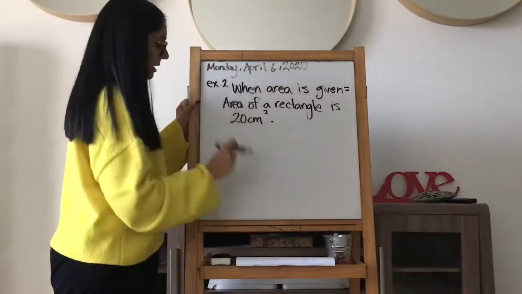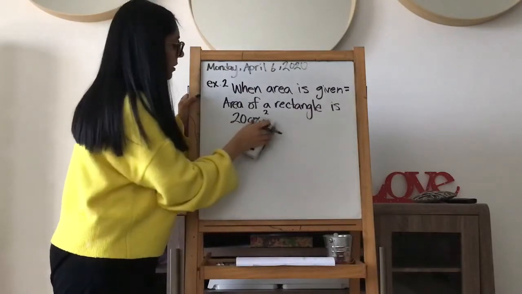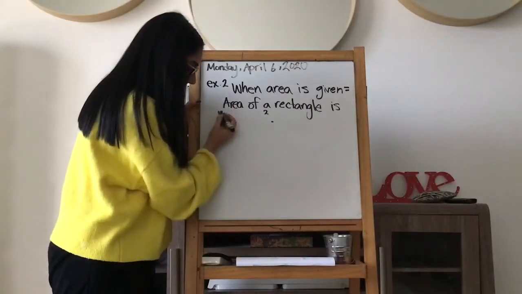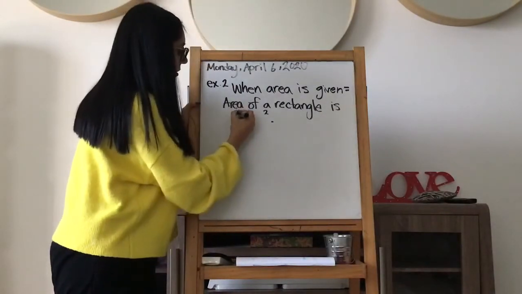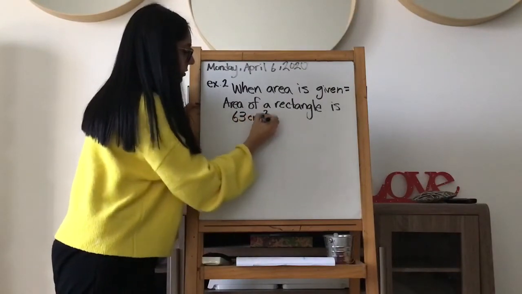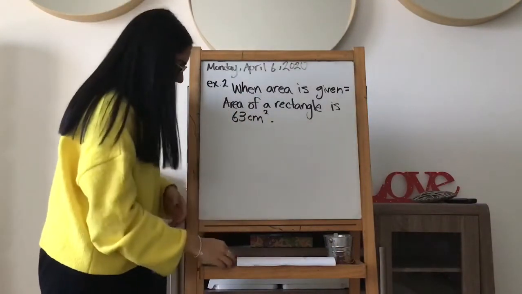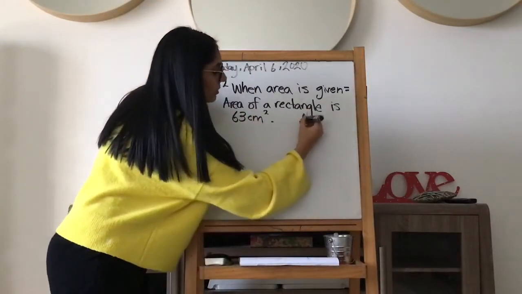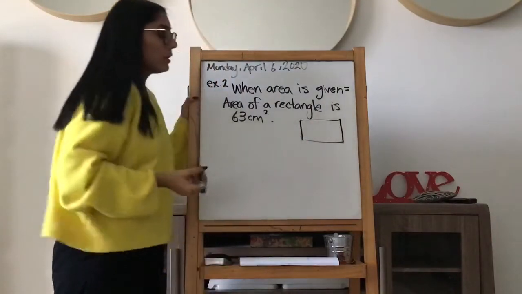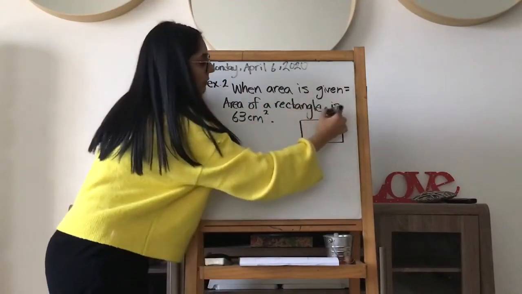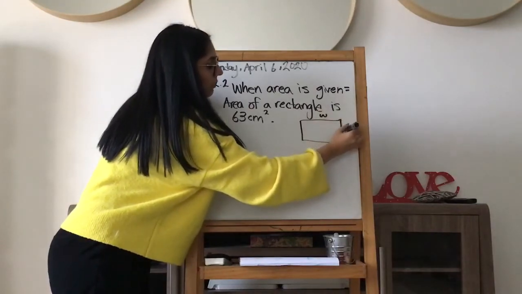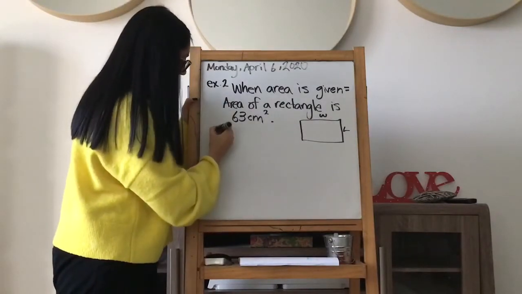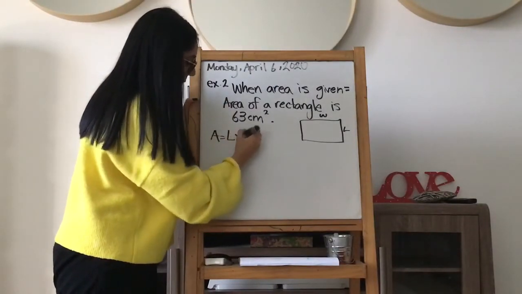Example 2. So now I have given you a rectangle with an area of, let's say, 63 centimeters squared. We won't have to do it step by step, but I'll draw the rectangle here because I know it's a rectangle. So step 1, rectangle, with width and L. I would recommend doing just L and W always for area. So my equation is, area is equal to length times width.